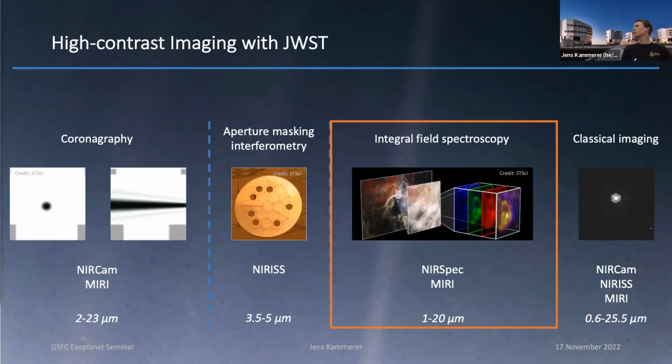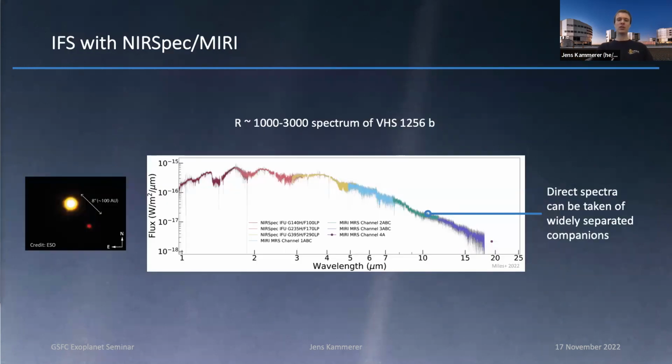So finally, I want to touch a bit on integral field spectroscopy, which we have also done in the ERS program. For this, we observed VHS 1256b, which is a low mass brown dwarf companion. You can see it in this little image down here at a separation of about 8 arc seconds from the host star. So this is a really easy case because at such a far separation, there's not a lot of residual host star light leaking into our observations of the companion.